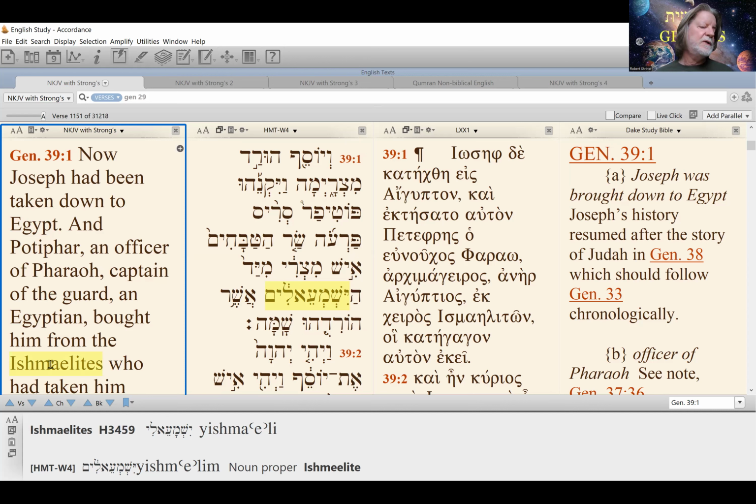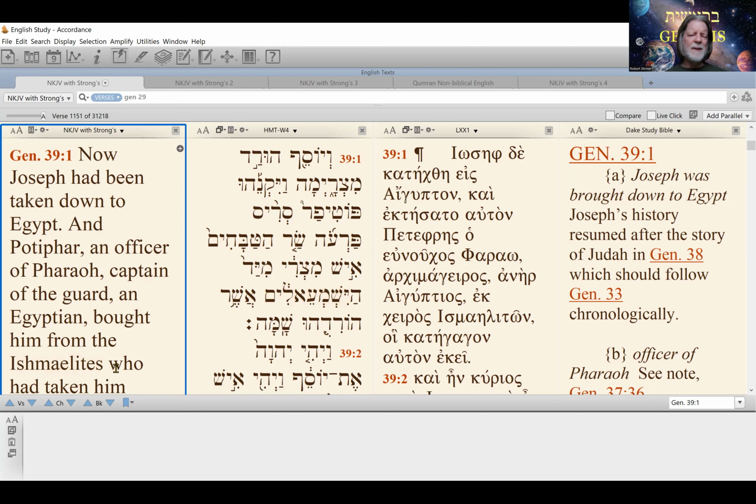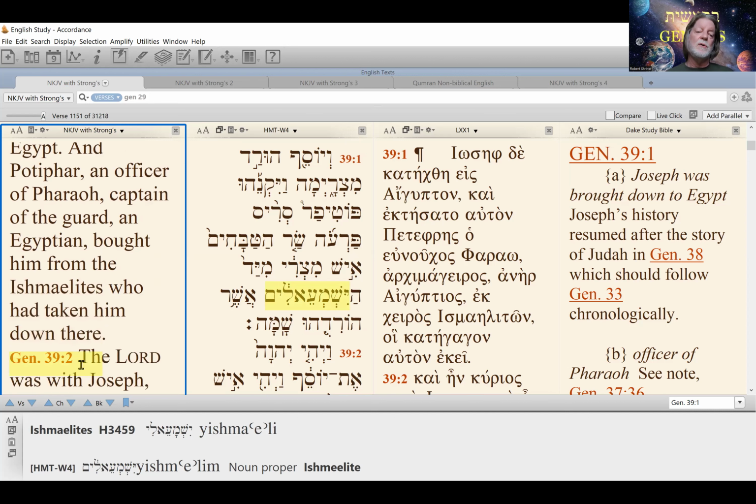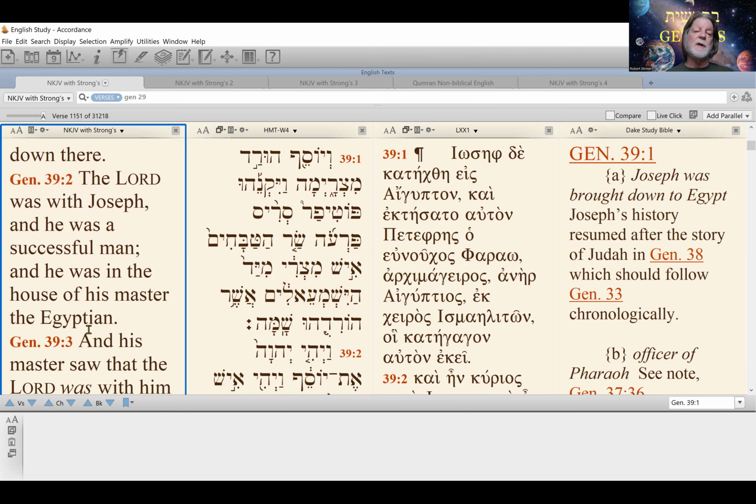So everybody who thinks the Sinai Peninsula is it thinks that Mount Sinai is in the Sinai Peninsula. I think they're wrong, and there have been a number of excavations and expeditions that I think have proven that pretty thoroughly. But that's kind of beside the point. The people group to whom he was sold were the Ishmaelites, and they had taken him down there to Mitzrayim.